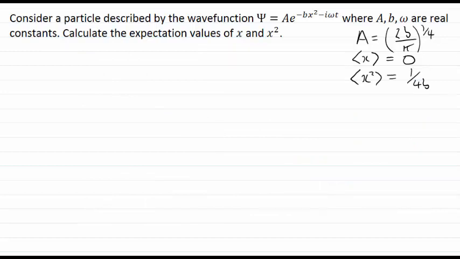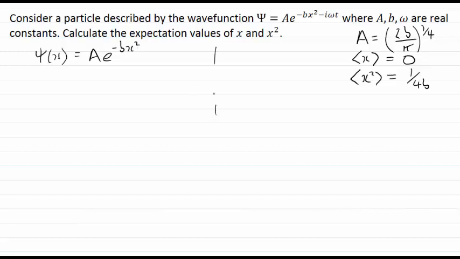Now before we finish, it's worth double checking if these answers make sense to us. One thing we might consider is the spatial dependent part of our wave function, lowercase psi, which we can pull out, is equal to a e to the minus b x squared. And you can see straight away there's a certain symmetry here. This thing is indeed itself an even function.